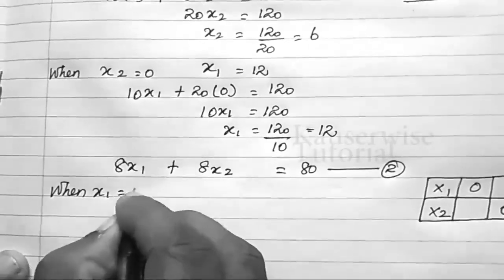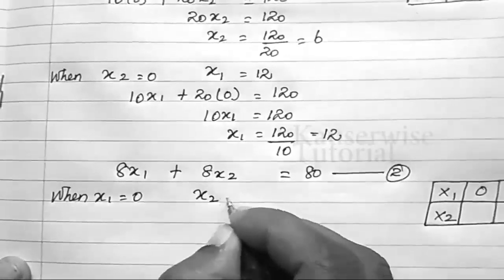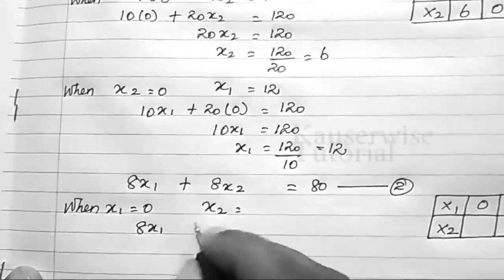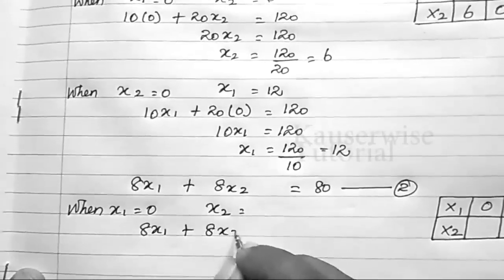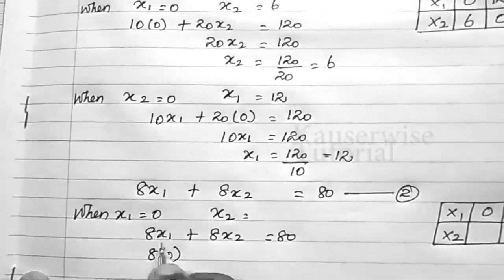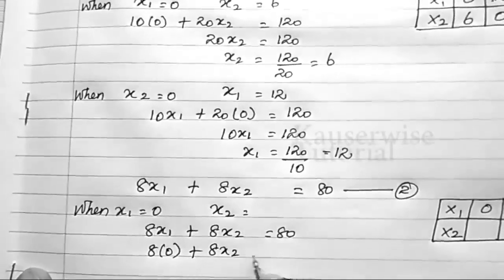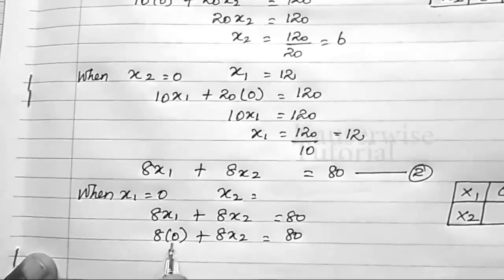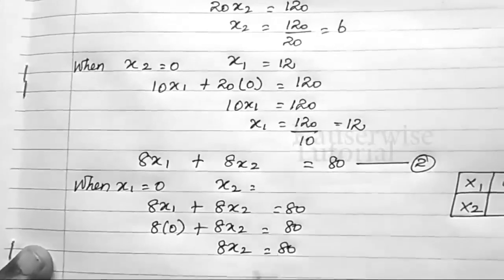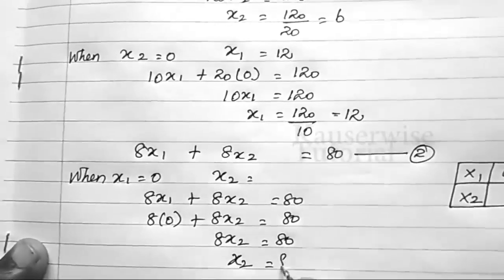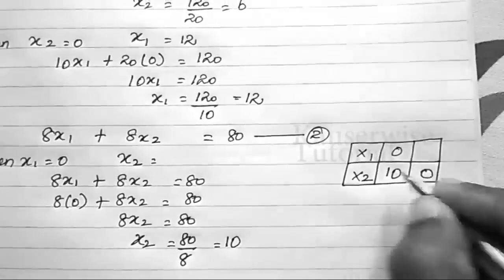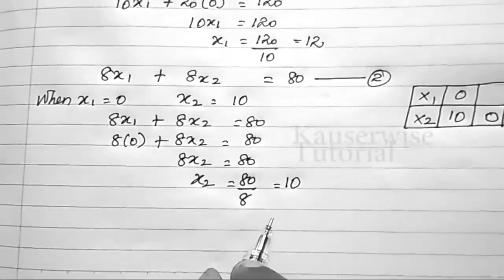When x1 is equal to 0, what is the value for x2? Just apply this in the equation. 8x1 plus 8x2 is equal to 80. So 8 into 0, the x1 value is 0, plus 8x2 is equal to 80. 8 into 0 is 0, we have only 8x2. 8x2 is equal to 80. So x2 is equal to 80 divided by 8. So what is the value? 10. In the same way, find the value for x1.